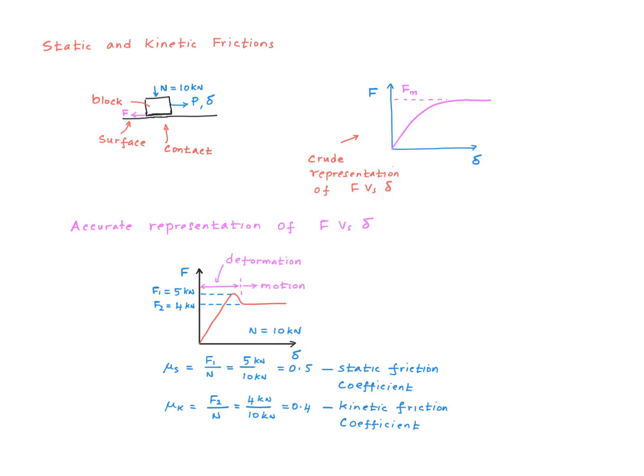And if I use F1 to define my coefficient of friction, it is going to be F1 over N, right? And that coefficient of friction is what is called the static friction coefficient. Whereas if I use F2 in my definition, that is called the kinetic friction coefficient. And these are the most common notations for these coefficients of friction: mu of S for static friction coefficient and mu of K for kinetic friction coefficient. So here are some typical numbers. If mu S is, let's say, 0.5, mu K could be something like 0.4 or maybe 0.45 or maybe 0.35.